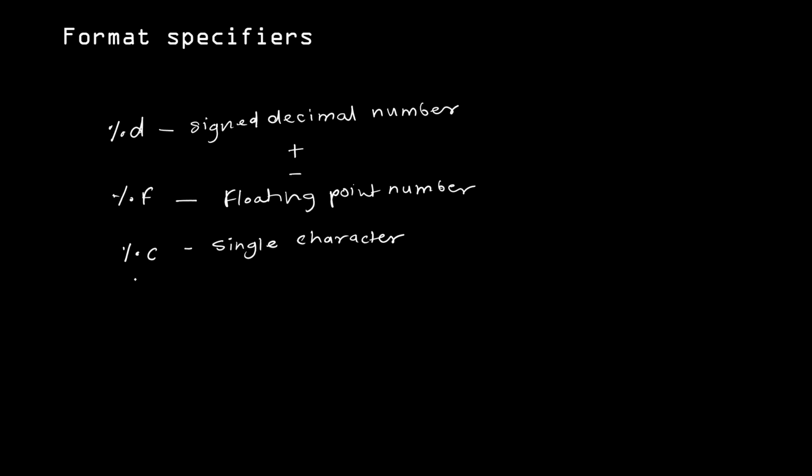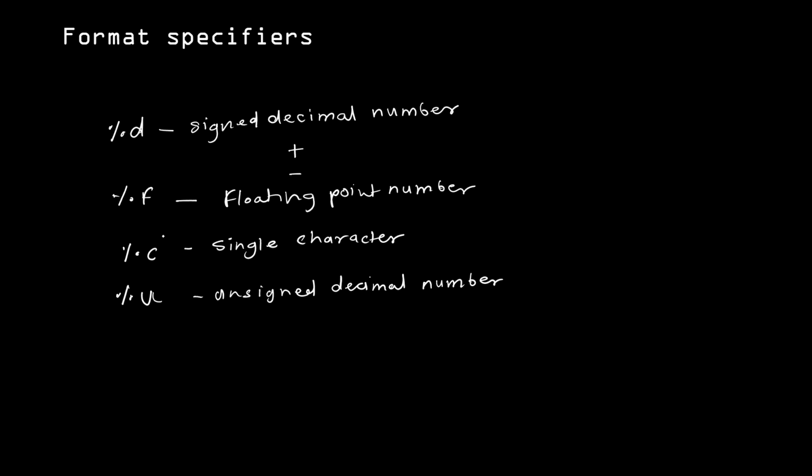If you want to print only unsigned integers, which means only positive integers, then you can use %u. Using %u, we can get only positive integers or unsigned decimal numbers. There are many types of format specifiers, but for now we are going to understand only 4 of the format specifiers.